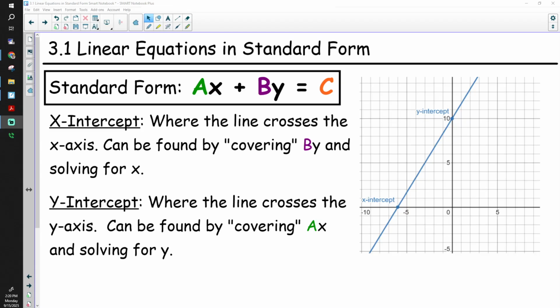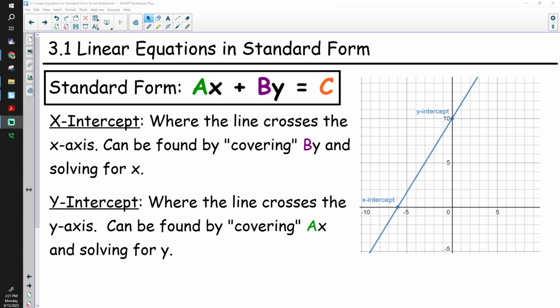We are only going to look at one of those ways. The one way is ax plus by equals c. This is called standard form. And it's really, really good at doing one thing. It's really good at finding x and y intercepts. And that's what we're going to do today. We're going to use standard form and graphs to find our x-intercept and our y-intercept.